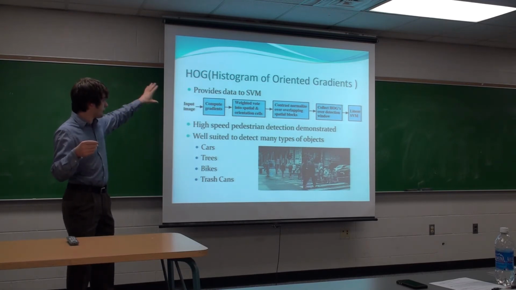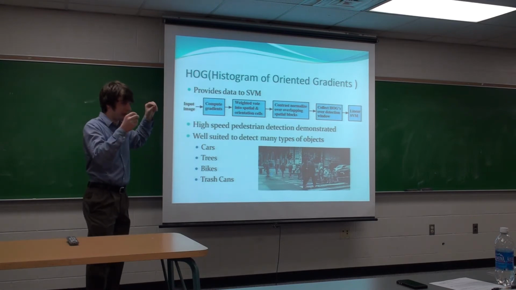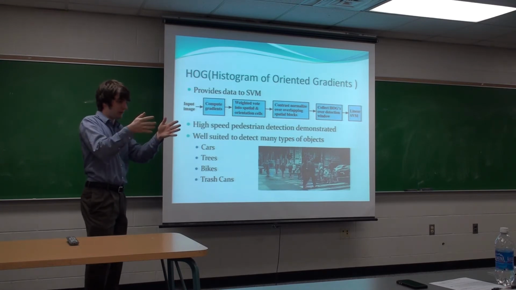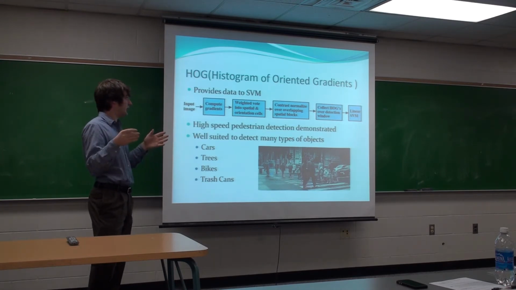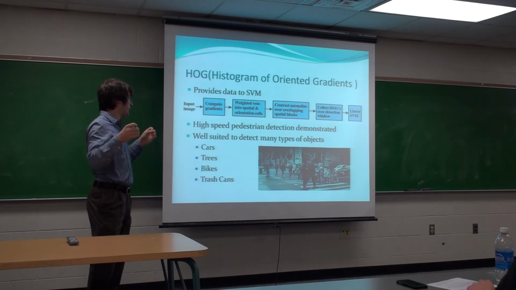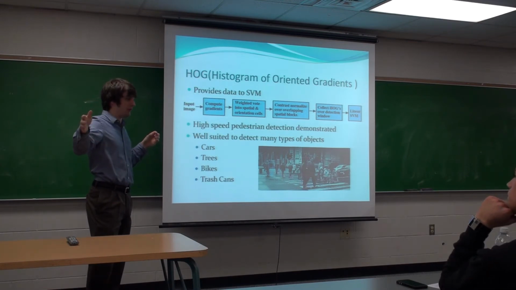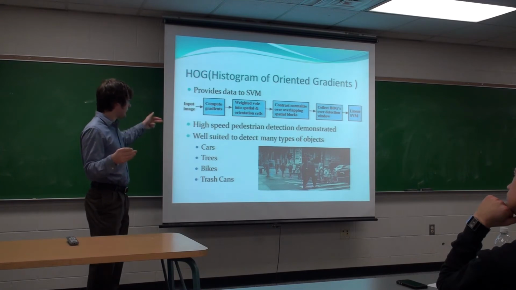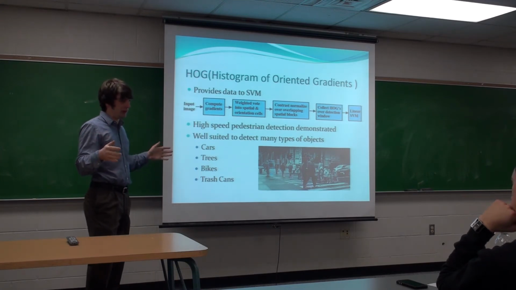And so you're computing the gradients for each pixel, and then you're collecting them into a cell, and then you normalize this cell over space, and then you take all of this data and you throw it into the support vector machine because you don't really know what any of it means. It's demonstrated to be able to do high-speed pedestrian detection.